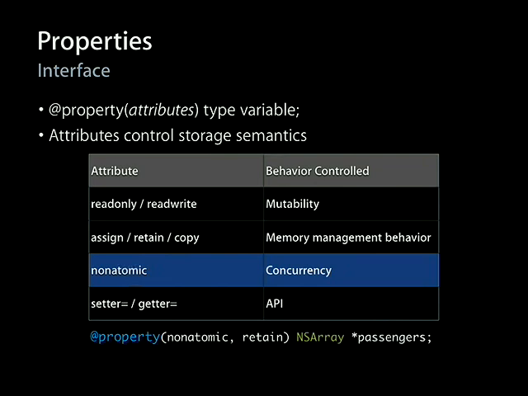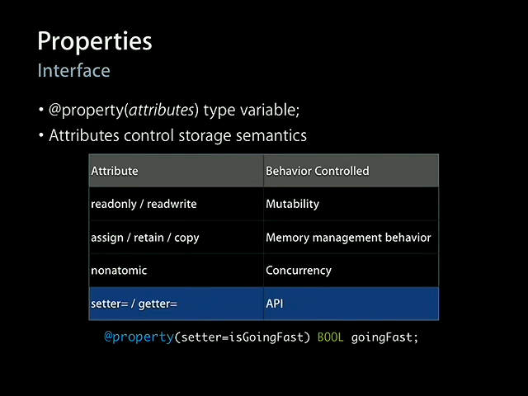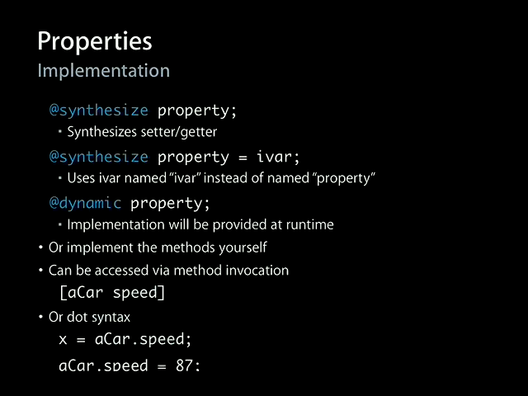So moving on, setter equals, getter equals. Sometimes if you have a property named, say, going fast, you don't want to have a couple methods named going fast and set going fast. You may want the query method, the getter, to be is going fast. And setter equals and getter equals allows you to supply the method name or the selector that should be generated or used by the property subsystem. So as you can see, that gives you a lot of control over how a property is declared.